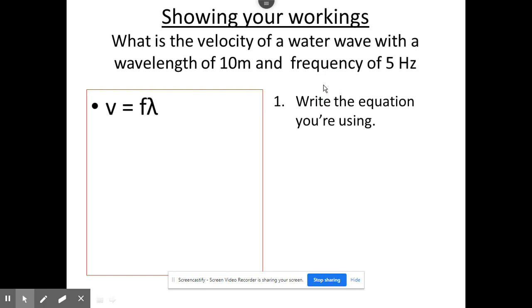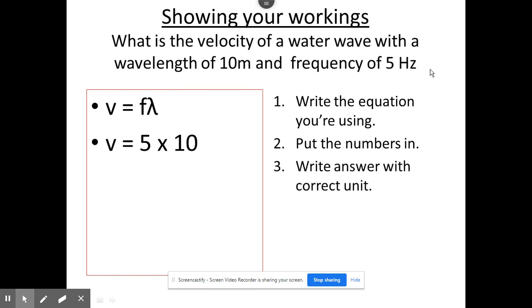In this case, we've got the wave equation here. Okay, then put the numbers in. So the wavelength is 10 meters and the frequency is 5 hertz. So we put the numbers in, and then finally write the answer with the correct units. So for example, here it would be 5 times 10, 50 meters per second. That's the velocity of the wave, how fast it's traveling. And make sure you're using the correct units.